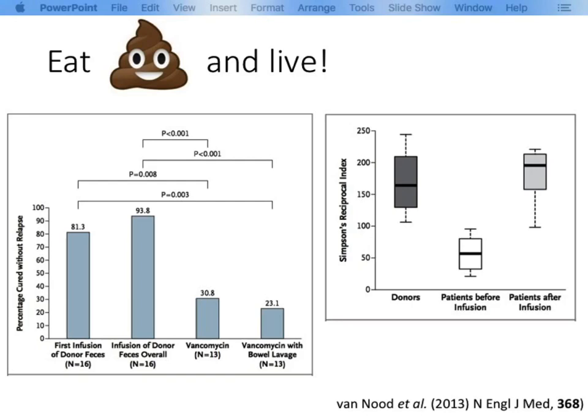And then, so this is first infusion. This is if they had to do numerous infusions, how many were cured without a relapse. And then with vancomycin and vancomycin with a bowel lavage where they're basically cleaning out using like a saline solution to clean out the intestines. And what you can see here is the individuals who receive a fecal transplant, the first time through, there's an 80% cure rate. Those people go home after this fecal transplant and no longer have C. diff, whereas those treated with vancomycin, it's only 30% successful. The remaining 70% get some sort of relapse of infection here.